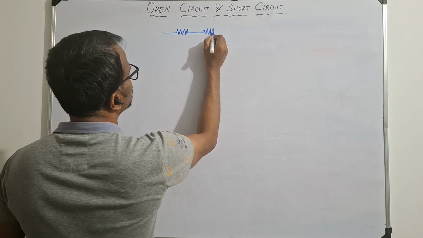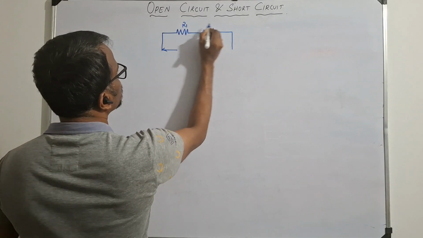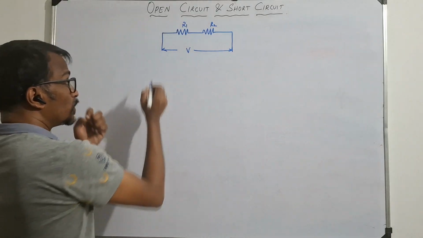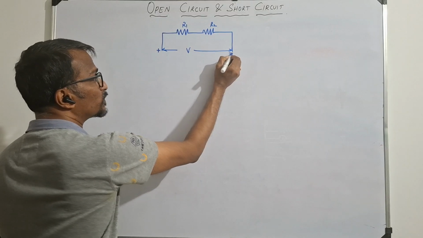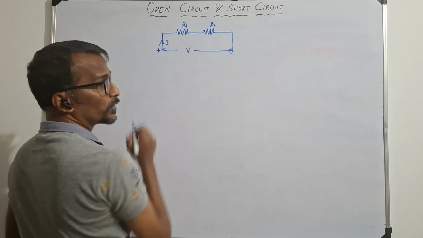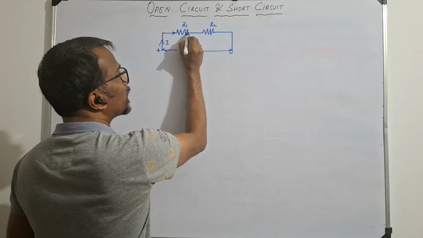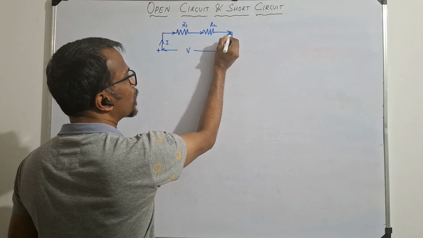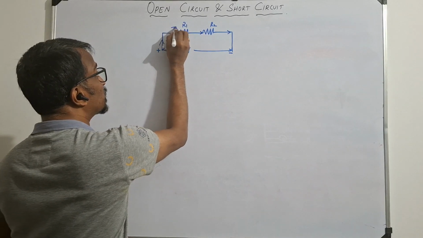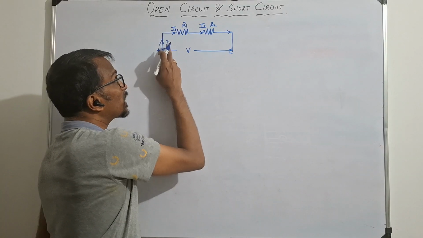We have two resistors connected in series. The resistances will be R1 and R2, and the voltage across this circuit will be V. We have marked positive as well as negative. Now the current flows through this: it enters this resistance, leaves, and enters R2 and comes back. Assume the current flowing through the first resistance is I1 and the current flowing through the second resistance is I2. The total current is I.